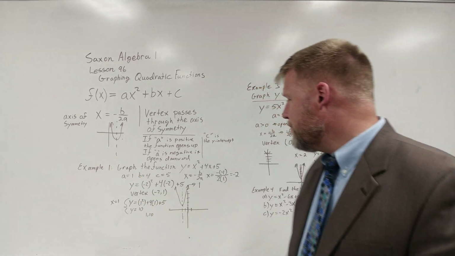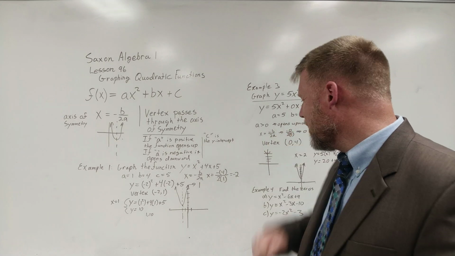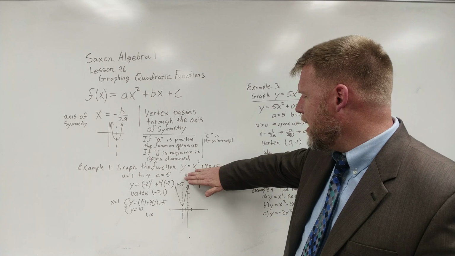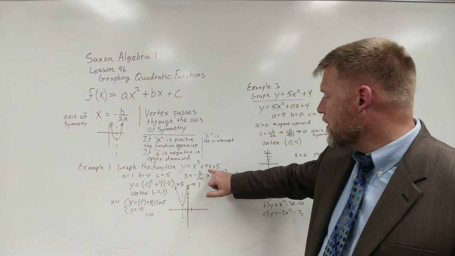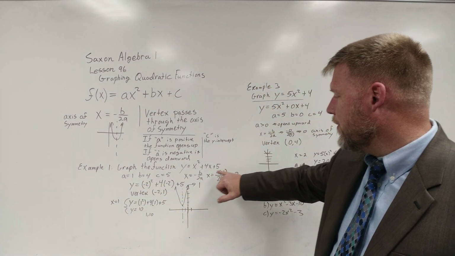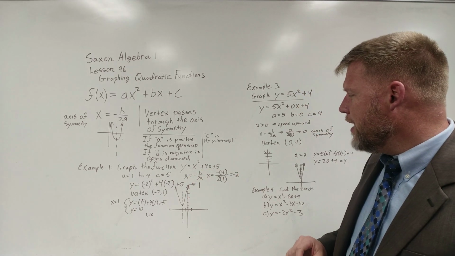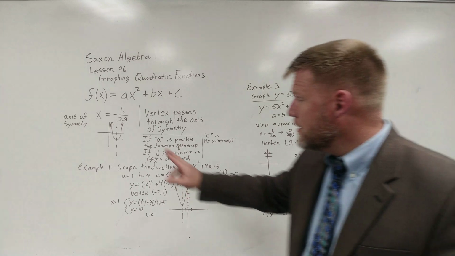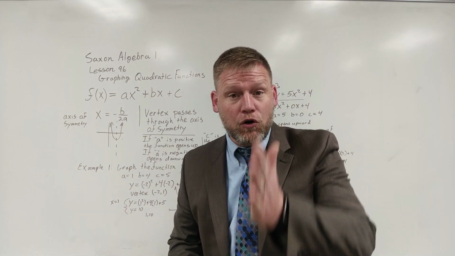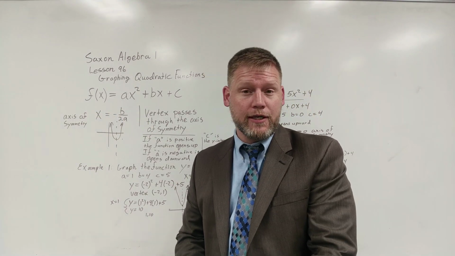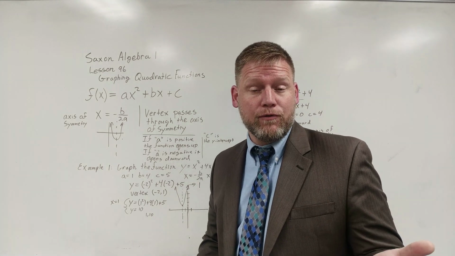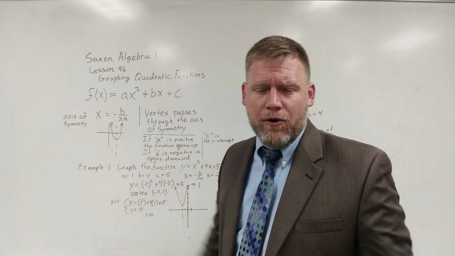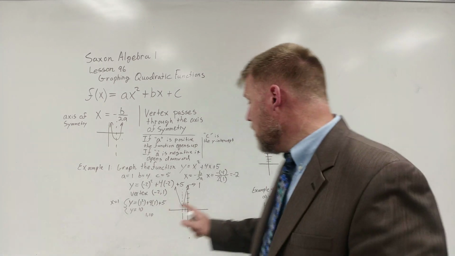Example 1. Graph the function y equals x squared plus 4x plus 5. First thing I have to do is start labeling things. Well, what is a? Well, a is 1. What's b? b is 4. c is 5. Now I have these labeled. The next thing I do, from that labeling, is start with my axis of symmetry, because I know the axis of symmetry will cross through the vertex. Therefore, if I can find where that axis of symmetry is, I already have a big point down, right? So let's go ahead and do that.